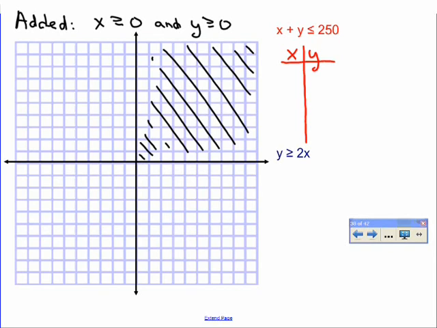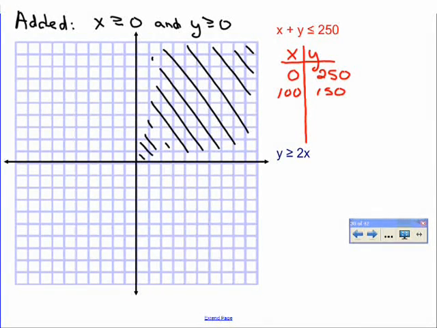So we can start by replacing x by a value. So if we choose 0, that means that the y value should be 250, because 0 plus 250 makes 250. And if we choose a second value for x, say 100, that says that our y value should be 150.